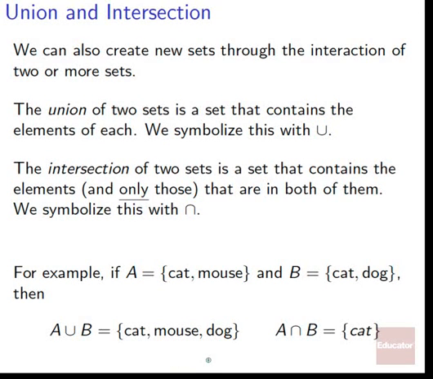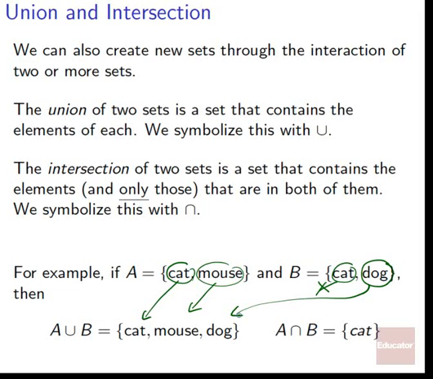Example using actual things: if A is equal to cat and mouse and B is equal to cat and dog, then A union B is cat shows up, mouse shows up, and then we go over to B, and cat, well, cat already showed up, so it's not that interesting to put it in again. We can't have copies show up in our set because everything has to be unique, but dog hasn't shown up before, so we get dog in there.